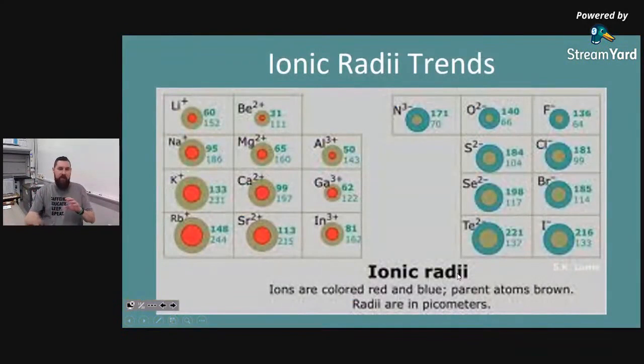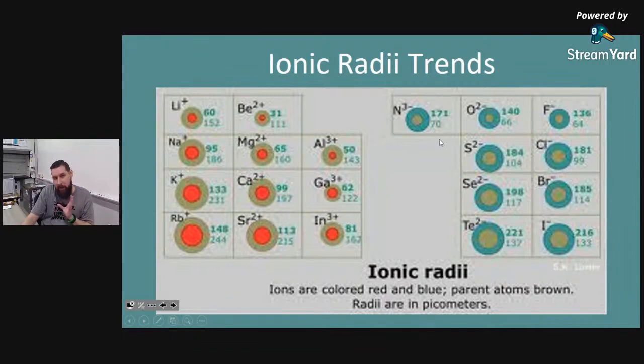So let's take a look at a chart. So this is the way it looks. The ions are the red and the blue. Okay? The parent atoms, or the neutral atoms, are the brown. So you can see here we are with the metals, that compared to the neutral, each ion has a decreased radius. So as I go across, radius decreases. As I move downwards, radius increases.